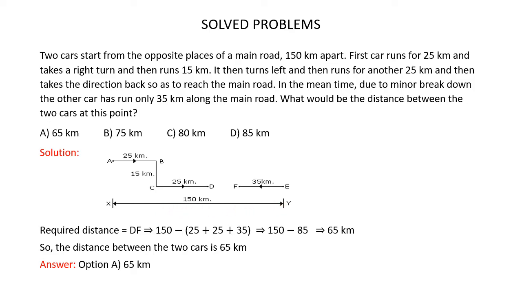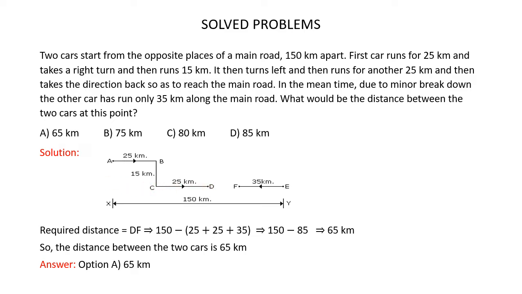Now the first car starts from point A, runs for 25 kilometers to reach B. Then it takes a right turn and runs 15 kilometers to reach C. It then turns left and runs for another 25 kilometers to reach D. And here the car takes the direction back so as to reach the main road.